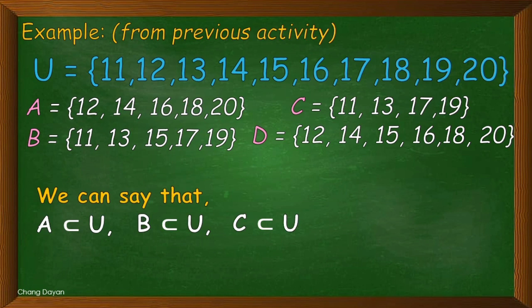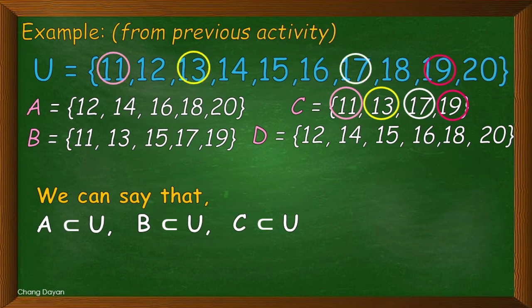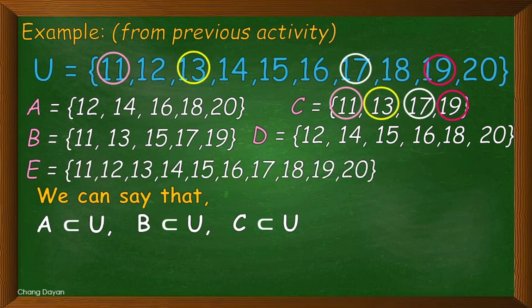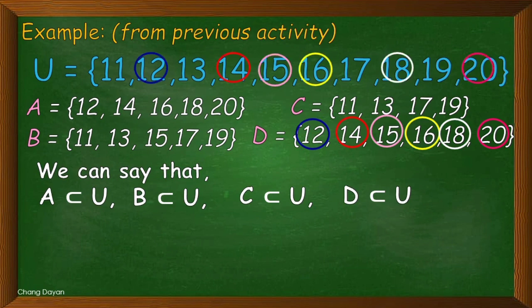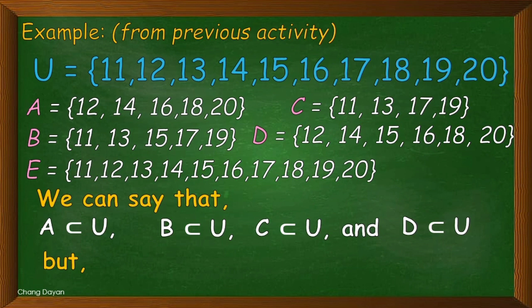Next, C is a proper subset of U. Lahat ng elements ni set C ay makikita sa universal set, pero may mga elements si set U na hindi makikita kay set C. Same way with set D. Hindi lahat ng elements ni U ay makikita kay D. Now we have set E.